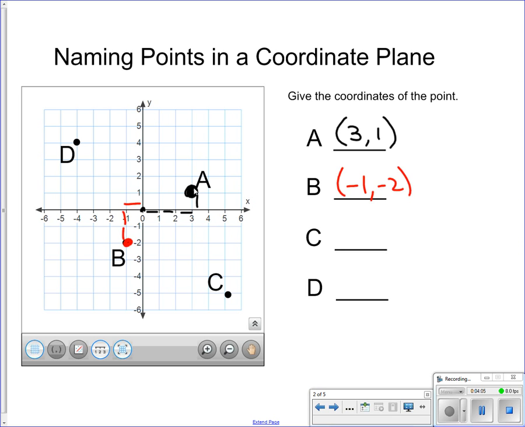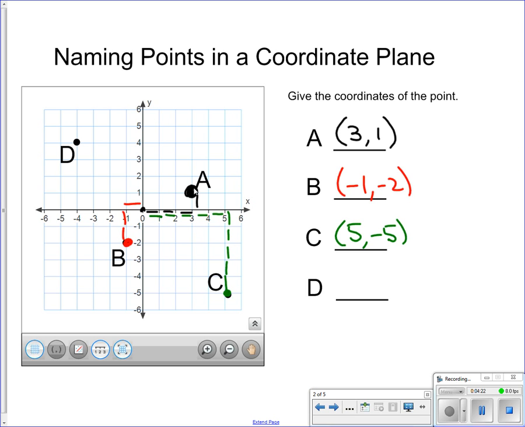To get to point C, and if you can see it, try to do the formula a little bit in your mind. That's going to be 5 to the right, 1, 2, 3, 4, 5 down. So point C is going to be (5, -5). Again, parentheses and a comma in between.